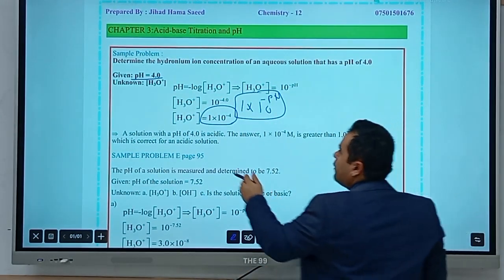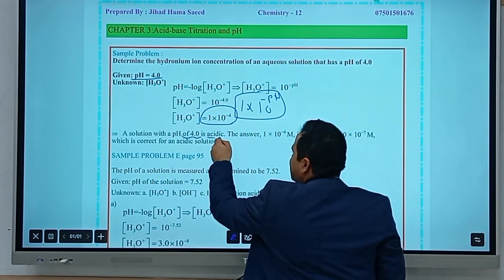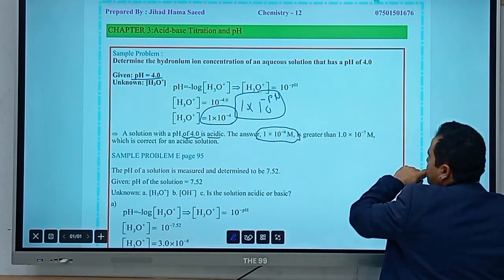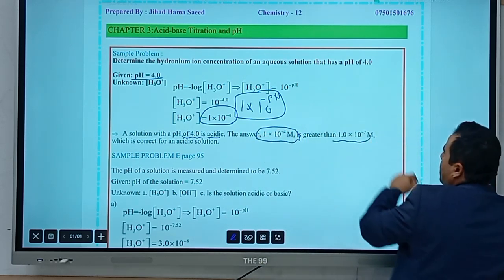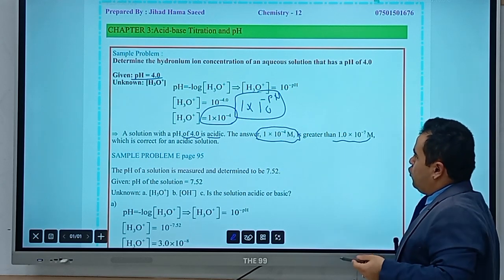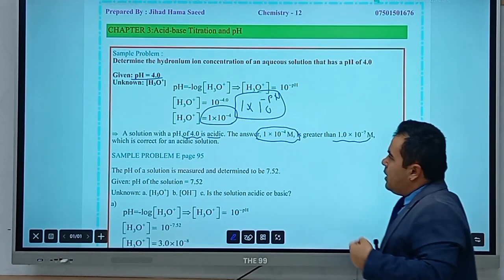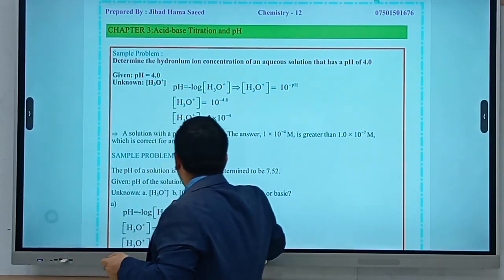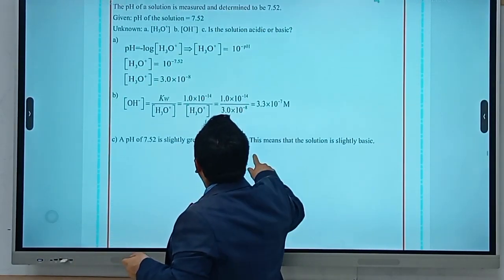A solution of pH of 4 is acidic. The answer of 1 × 10 to the power minus 4 is greater than 1 × 10 to the power minus 7, of course, because hydronium is higher than 10 to the power minus 7. It's the acidic solution. We have got a sample problem here, guys.